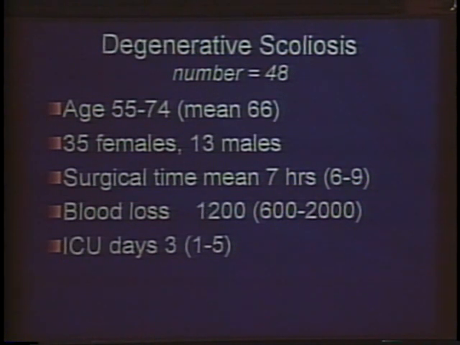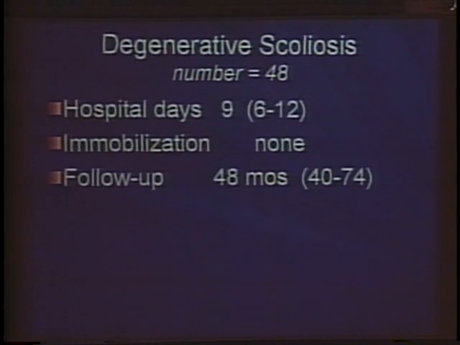This is an all-day procedure, a little over 7 hours. The group's age is 55 to 75. There's a predominance of females. It can be a bloody procedure. And the mean ICU days afterwards were three. No patient was immobilized with a brace or a cast. The hospital stay averaged 9 days, and the follow-up in this group averaged 48 months with a minimum of 40 months follow-up.